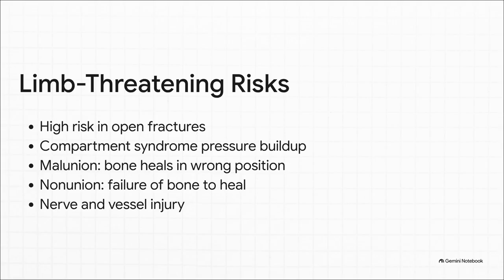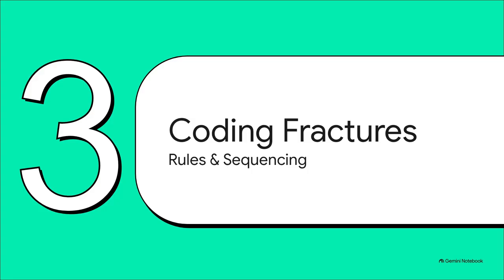Then there's compartment syndrome, which is this incredibly dangerous pressure buildup inside the muscle. And as the patient recovers, you have to watch for non-union, which is when the bone just flat out fails to heal, or malunion, where it heals in the wrong position, not to mention any nerve or vessel injuries along the way. Which brings us to part 3, coding fractures and sequencing.